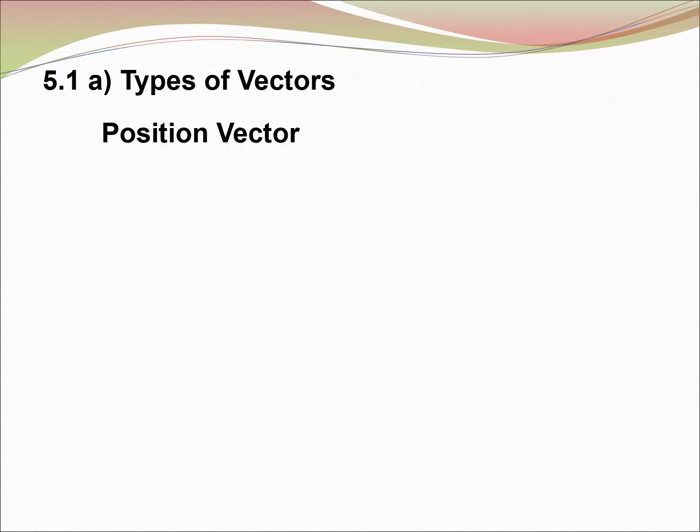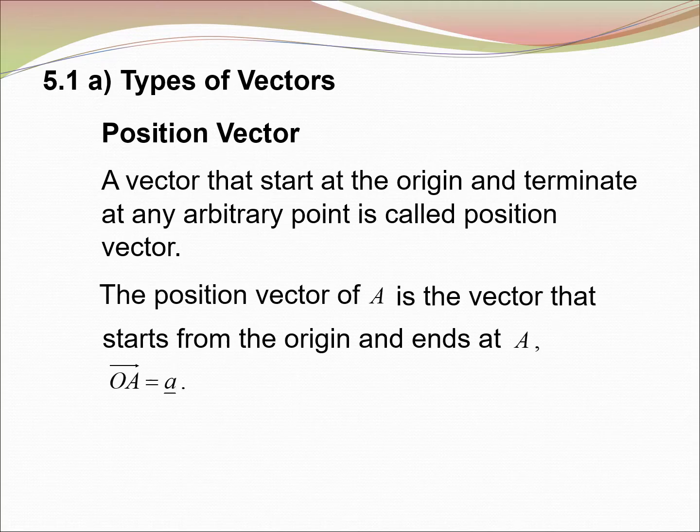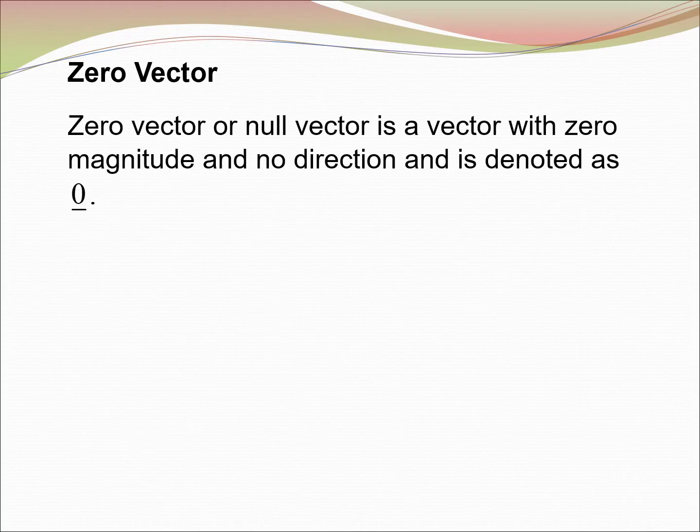Type of vector. Position vector. A vector that starts at the origin and terminates at any arbitrary point is called a position vector. The position vector of A is the vector that starts from the origin and ends at A. We denote that vector OA is equal to a. Zero vector. Zero vector or null vector is a vector with zero magnitude and no direction, and is denoted by 0.